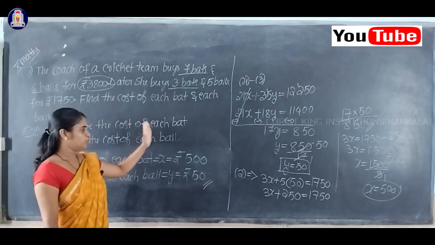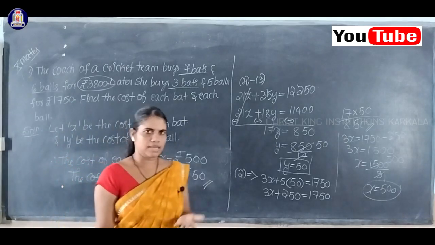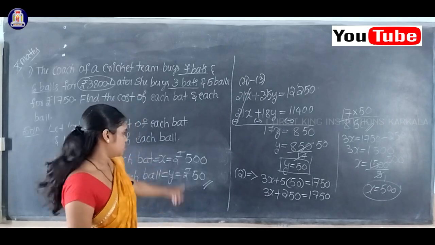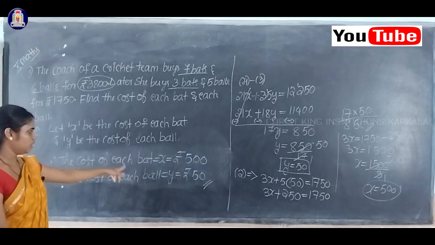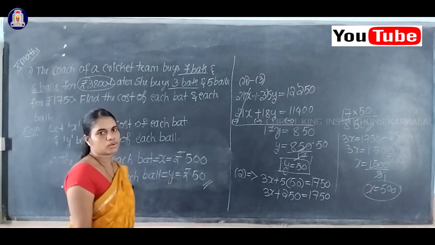If you know how to frame the equations, the remaining thing you can do is just the elimination method and solve the question. So this is the final conclusion. Cost of each bat is equal to rupees 500. Cost of each ball is equal to 50 rupees.